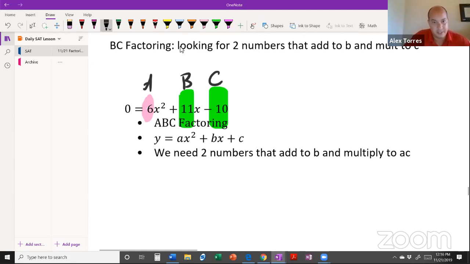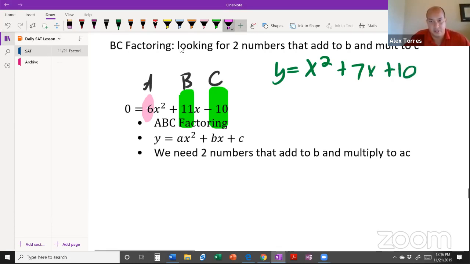Now, that would be in a situation like this: y equals x squared plus 7x plus 10. So you've got numbers here and here, but you've got nothing here. You've got the invisible number 1, right? But if we have a number besides the invisible number 1 in the A spot, now we're doing ABC factoring, and that's what we're talking about right now. As opposed to needing two numbers that add to B and multiply to C, now we need two numbers that add to B and multiply to A times C.